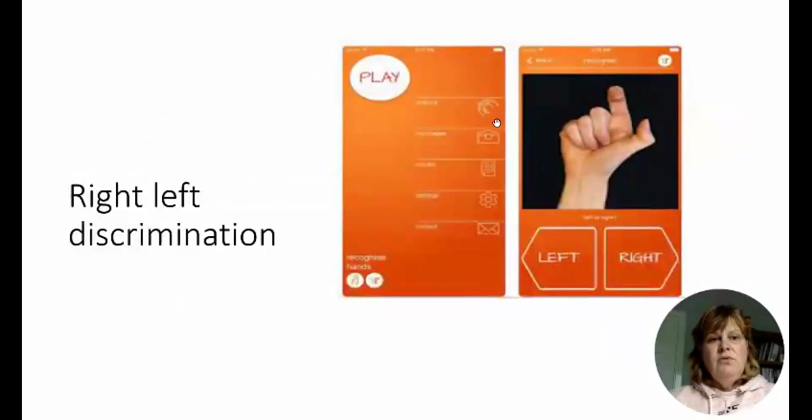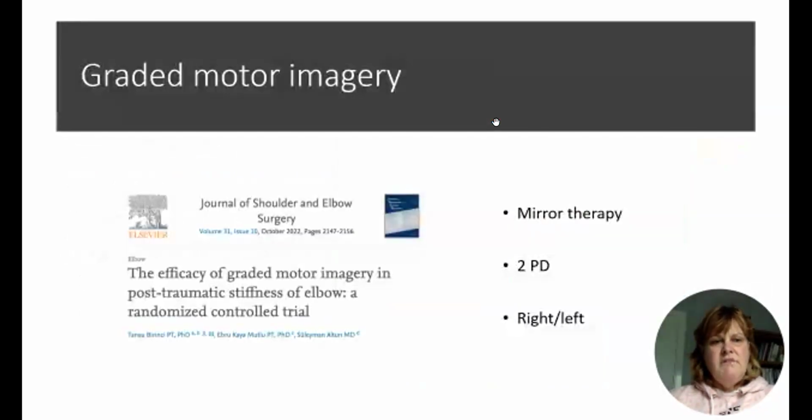We're also going to improve patients' outcomes, hopefully, by using graded motor imagery. So graded motor imagery techniques such as right and left discrimination. This is an app that you can use. It's called Recognise, and it costs a few euros for patients. However, there are other free ones called Orientate, and this in conjunction with other graded motor imagery strategies such as mirror therapy and two-point discrimination has been found to increase range of movement after elbow trauma compared to just using elbow exercises alone. So I'll use my exercise strategies, but I'll also use the graded motor imagery approaches as well.